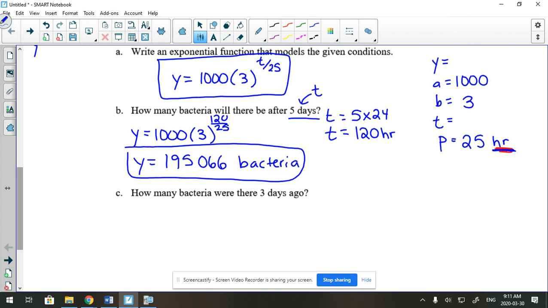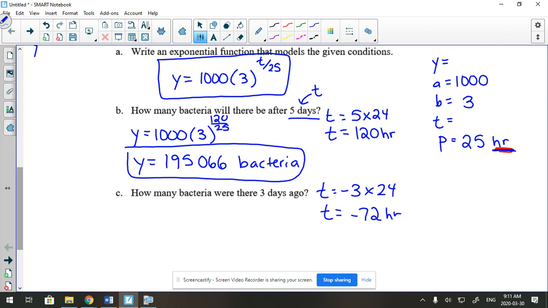Okay, then it says how many bacteria were there 3 days ago? So before all this happened 3 days ago, basically we're going back in time 3 days. So you have to be careful though, we need it in hours. So now we're going back in time. So it's like you're going negative 3 days backwards. And we're going to multiply it by 24 to change it into hours. And you're going to see that we're looking at 72 hours ago.